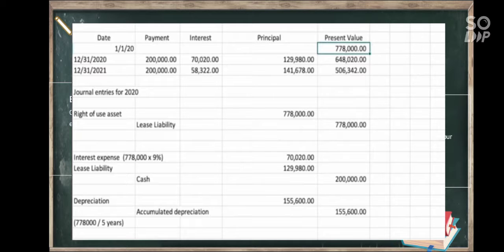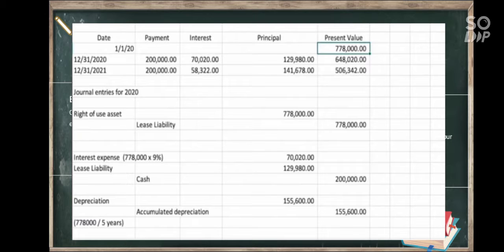Whatever the difference between the payment and the interest will be your amortization to your present value or the lease liability. So, the amortization is 129,980. By the end of December 31, 2021, the present value is 506,342. So, now the journal entries for 2020.